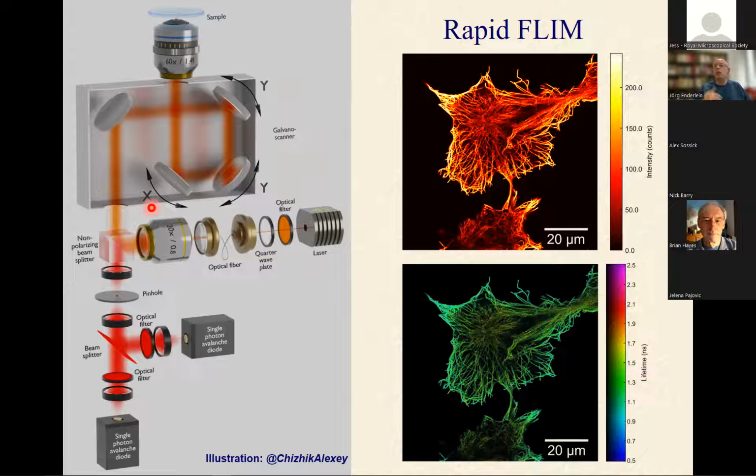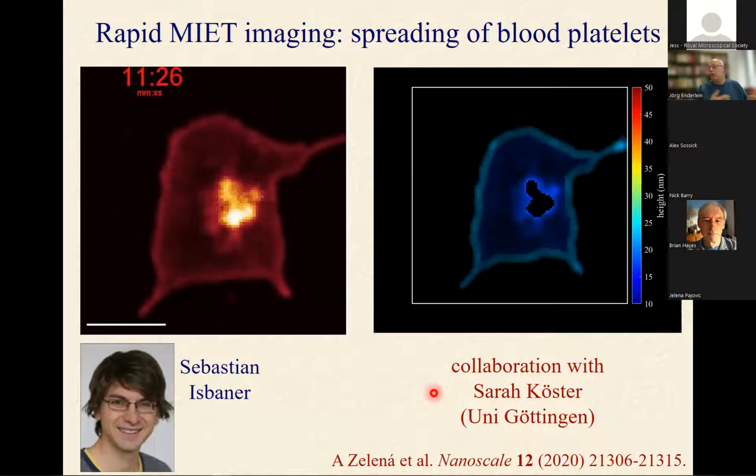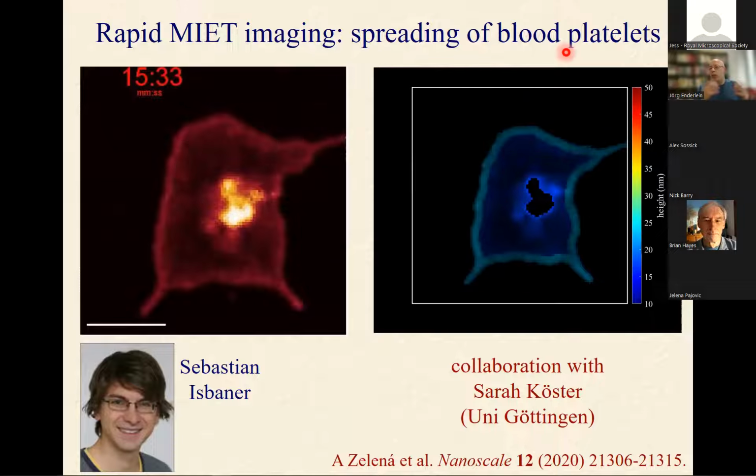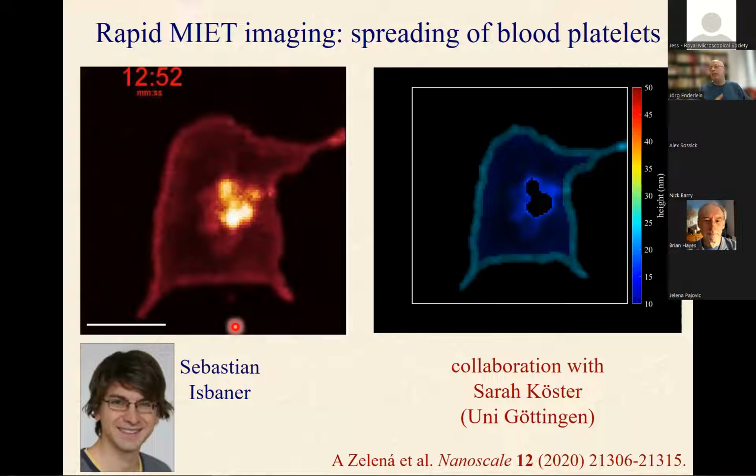One application, of course, in the context of MIET is shown here. This was a collaboration with Sarah Köster from our department. She is interested in blood platelet spreading, or blood platelet dynamics. Blood platelets are super important for blood coagulation, or when you have a wound or whatever. What is happening is that these blood platelets, which are without a nucleus, when they approach a surface, start to spread extremely rapidly. What you see here on the left side is the intensity image. When a platelet is settling on the surface, it starts to interact, it spreads extremely quickly, and the whole actin cytoskeleton of this platelet is then reorganized.